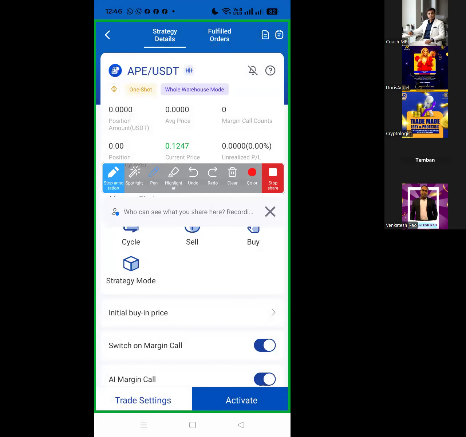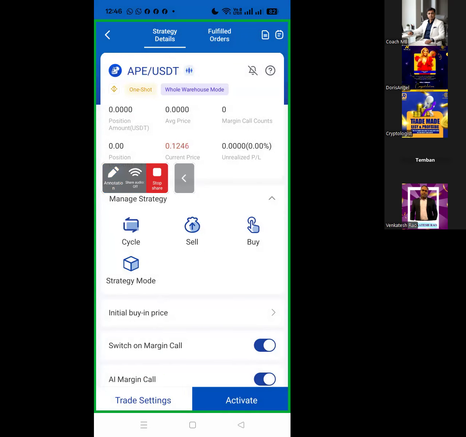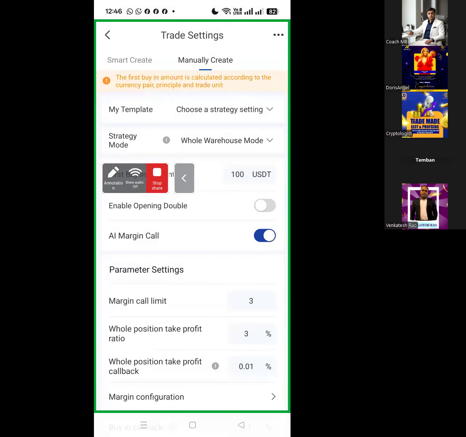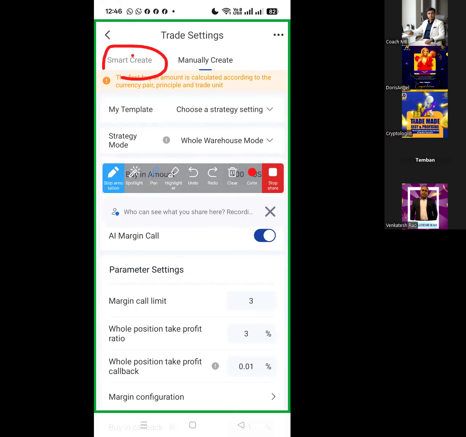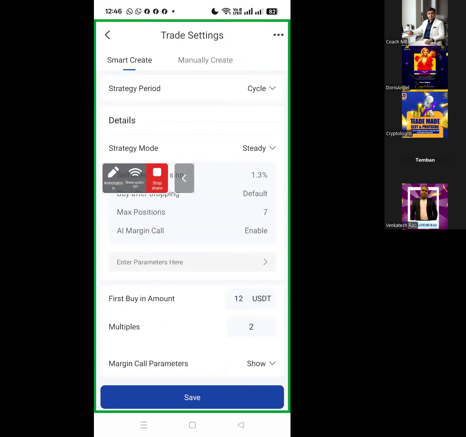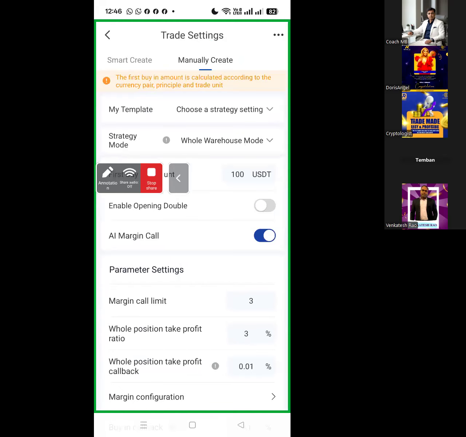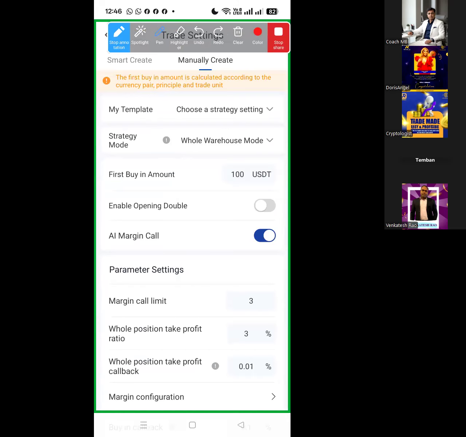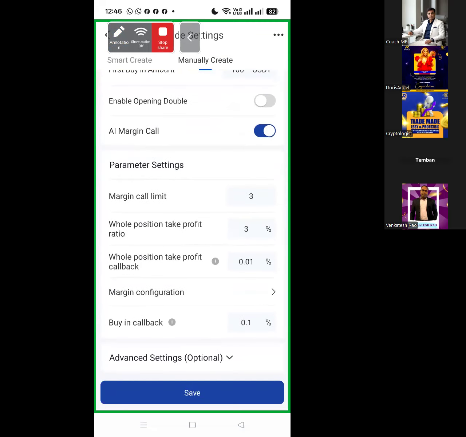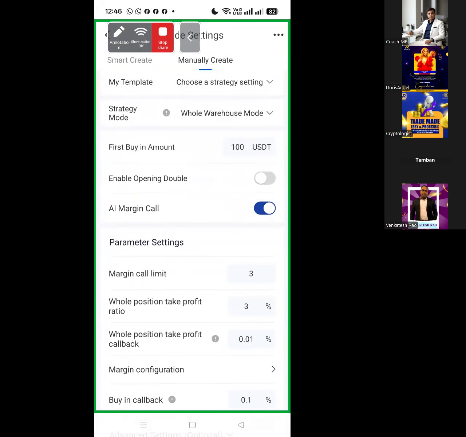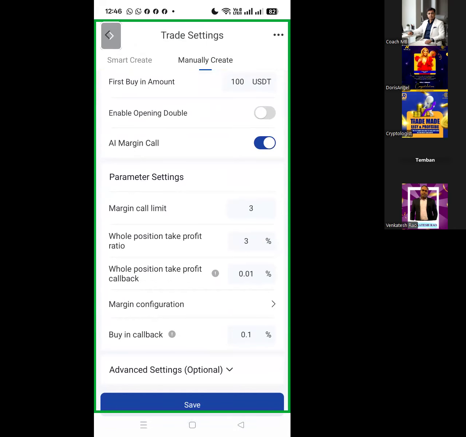So to start with the trade settings, we go to this trade setting page and we see here the smart create page. This is the smart create and this is the manually create. I explained to you the smart create page. I hope you all know about this. And in the last Monday, I explained how the manually create page is here and what is the meaning of each and every parameter. I hope you all know about this and you don't have any confusions about this.